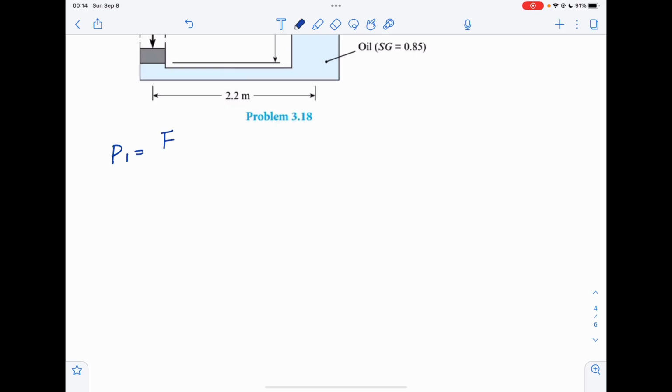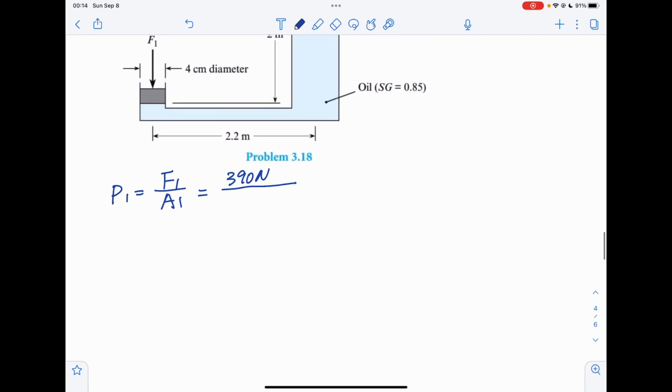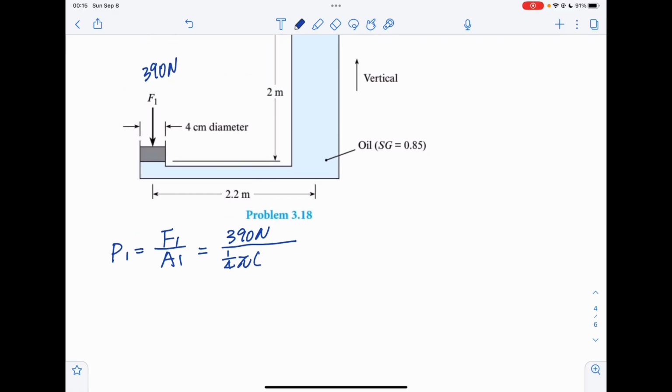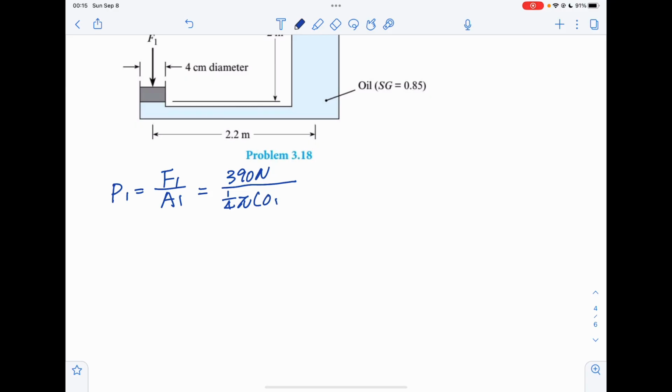So P1 equals F1 over A1. F1 is given, which is 390 Newton, and the area A is 1/4 pi times the diameter of the piston, and we're going to convert it to SI units, 0.04 meter squared. Okay, so this will give us 310,342 Pa.